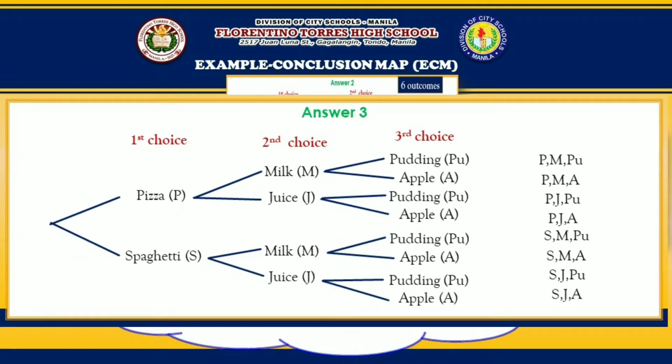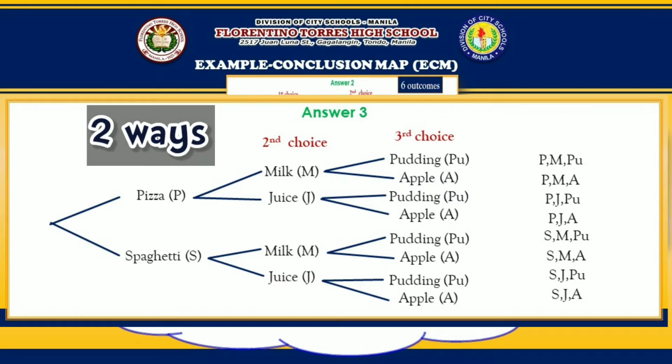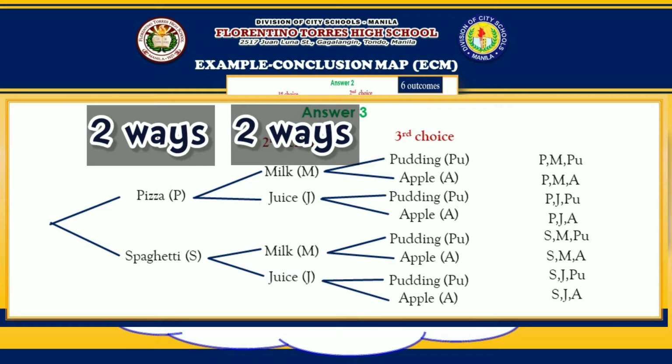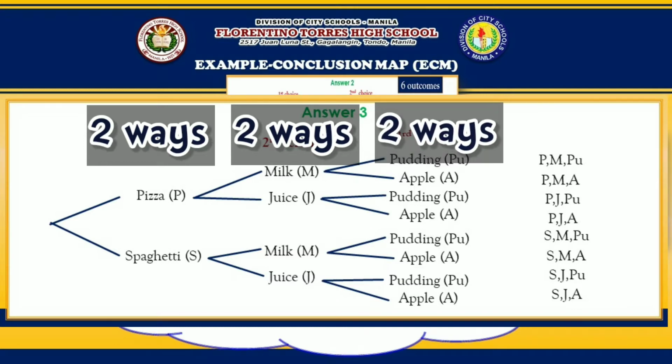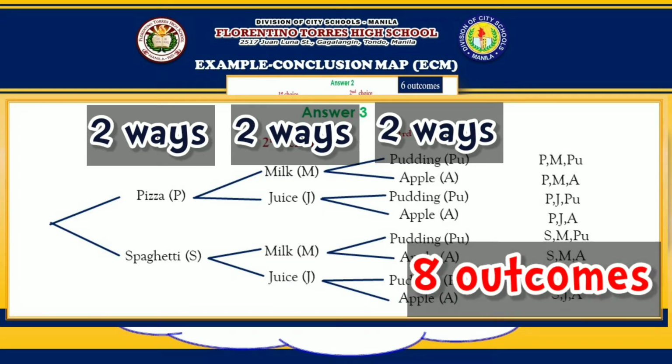For number 3, a snack to eat. On the first event or category, you have 2 ways of choosing the first snack. It's either a pizza or a spaghetti. For the second event or category, you have 2 ways of choosing for a drink. It's either a milk or a juice. For the last event or category, you also have 2 ways of choosing for a dessert. It's either a pudding or an apple, with an outcome of 8 ways for a snack to eat.